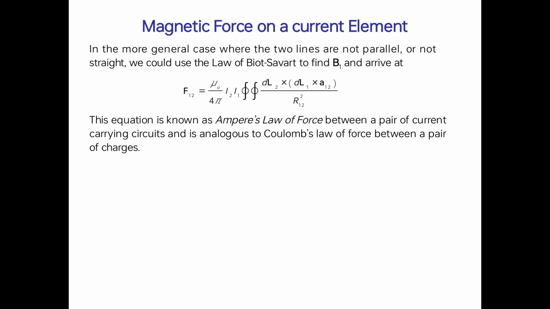In the more general case where the two lines are not parallel or not straight, we could use the Biot-Savart law to find the magnetic flux density. The equation is given as below. This is known as Ampere's law of force between a pair of current element carrying circuits and is analogous to Coulomb's law of force between a pair of charges.